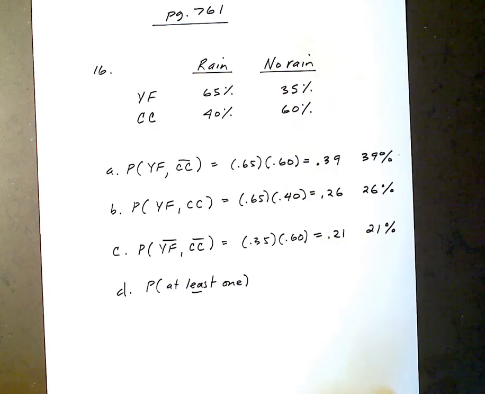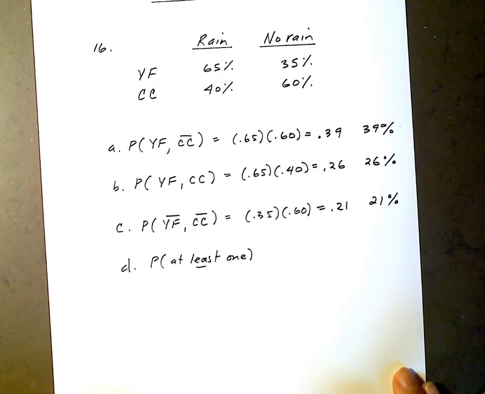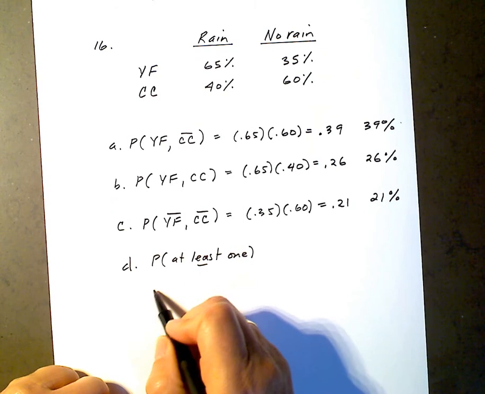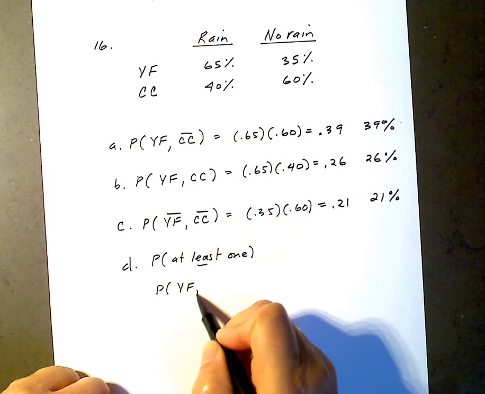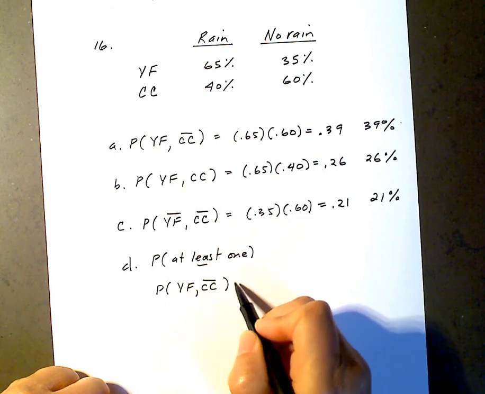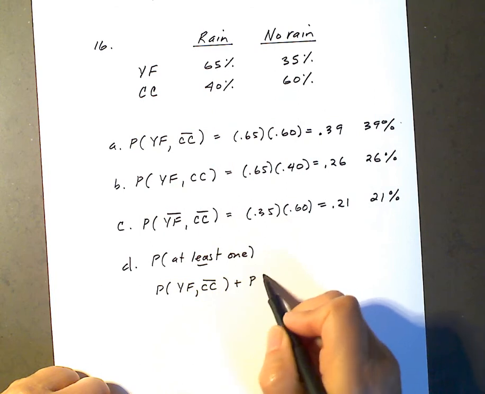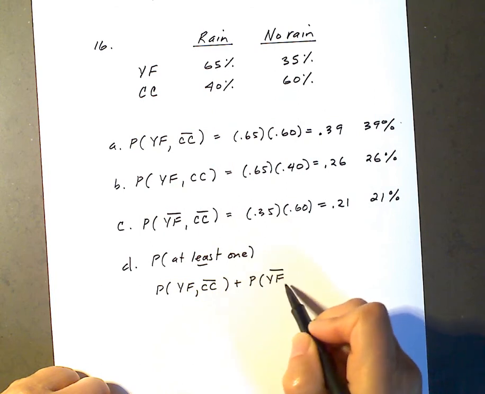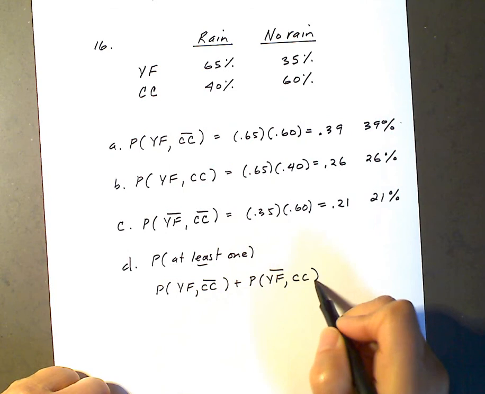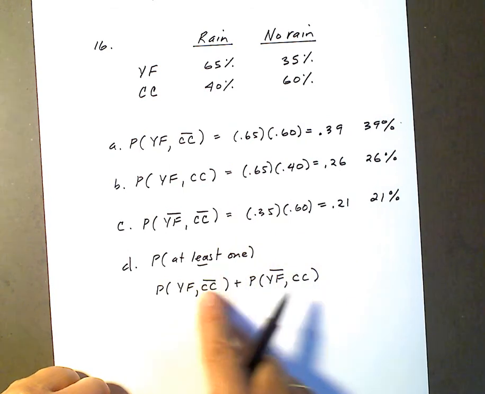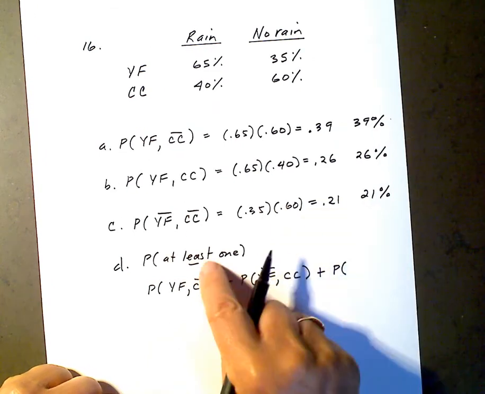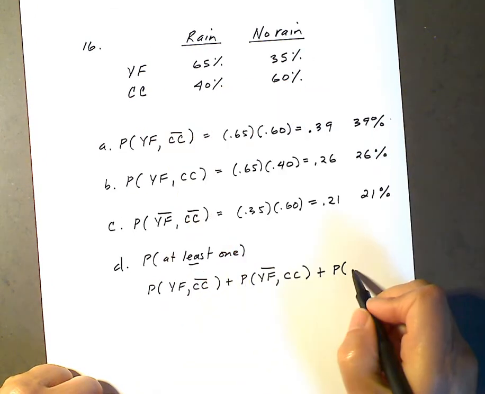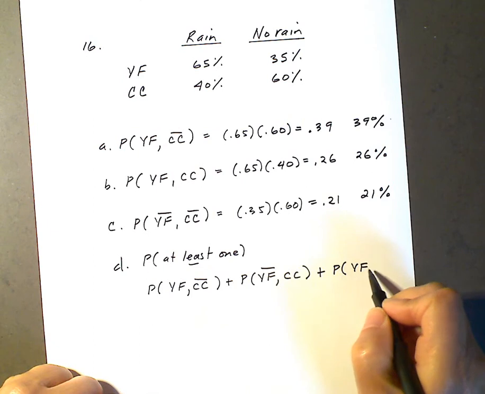And then the probability that it rains in at least one, well, there's a couple different ways this could happen. So what we have to do is add up the probability that it does rain in Yellow Falls, but not in Copper Creek. Or it could be the flip-flop of that, it does not rain in Yellow Falls, but it does rain in Copper Creek. And at least one is either one, or could be both. So then the probability that it rains in both Yellow Falls and Copper Creek.